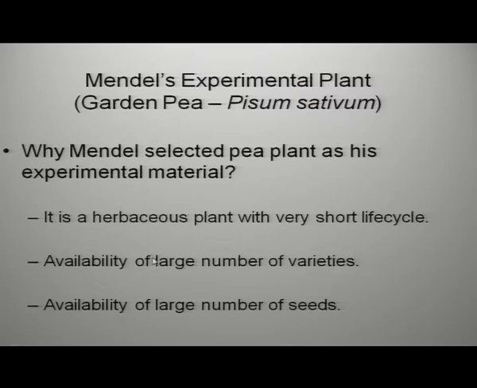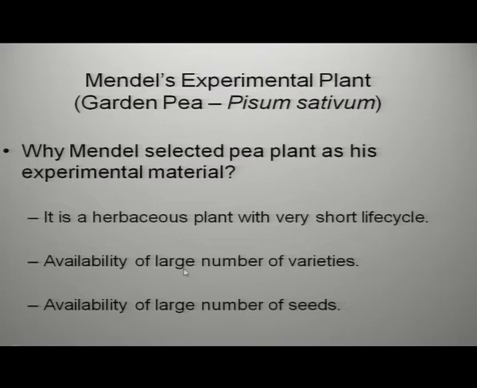Mendel selected the experimental material, that is garden pea. Its scientific name is Pisum sativum. Why did he select the pea plant as his experimental material? Even though there are so many flowering plants with fragrance, beautiful colors, huge sized flowers, why did he select this particular plant, garden pea, for his hybridization experiment? You all know it is a herbaceous plant, a very small plant with a very short life cycle. Within 1 year, it will produce its flowers and it perishes. So, it is easy for us to conduct hybridization experiments and we will get the results very quickly.